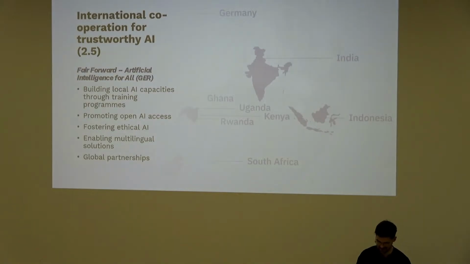Last but not least, we have the principle on international cooperation for trustworthy AI. Here we have really different efforts ranging from international research collaborations to trade agreements including language on AI, but also capacity building in Global South countries. Here, once again looking to Germany with their Fair Forward initiative, they're trying to build local capacities by training local policymakers and practitioners in Global South countries to develop AI solutions that are tailored to local needs and also in local national languages.